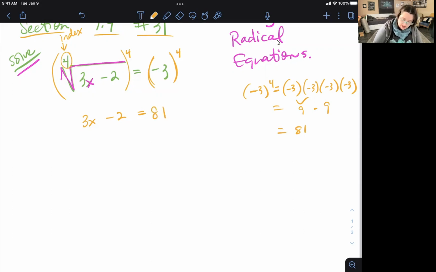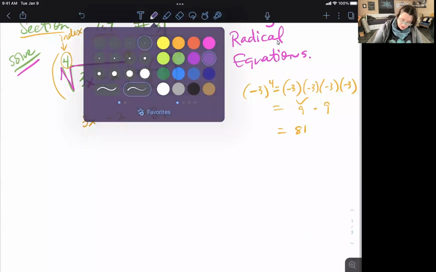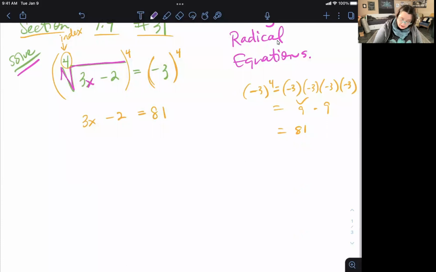To solve now for x, because we have the radical sign cleared, to get x by itself, we can undo everything. So we can add 2 to both sides. We get 3x equals 83. And then we can divide both sides by 3. So we get x equals 83 thirds.